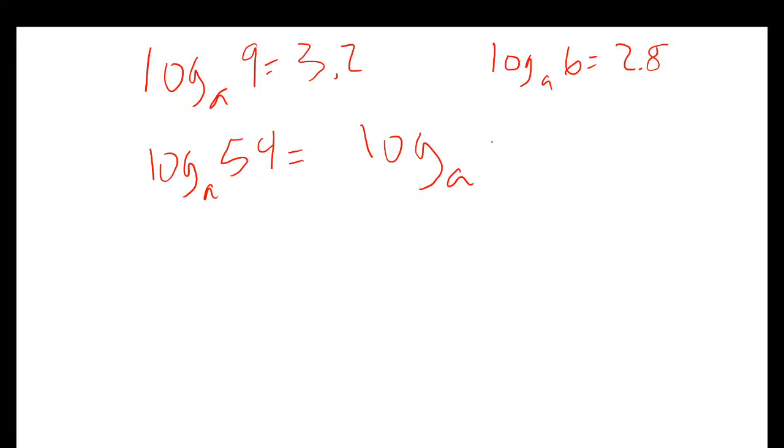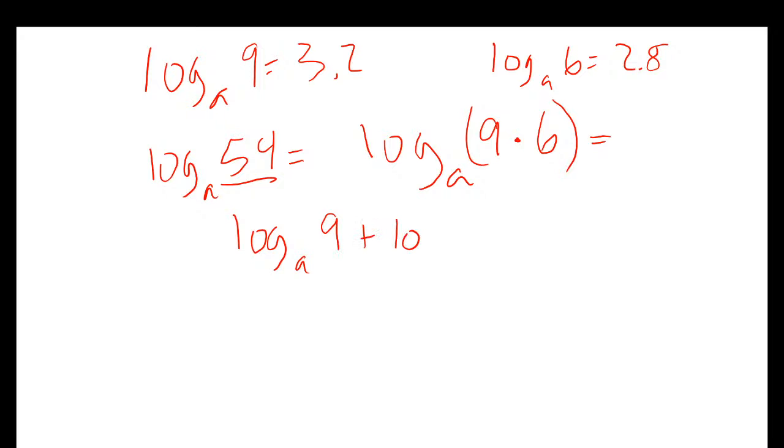All right, let's take a look. This is log A of 9 times 6. 54 is 9 times 6, right? So what do we do when we have 9 times 6? We say log A 9 plus log A 6, which is 3.2 plus 2.8, which equals 6.